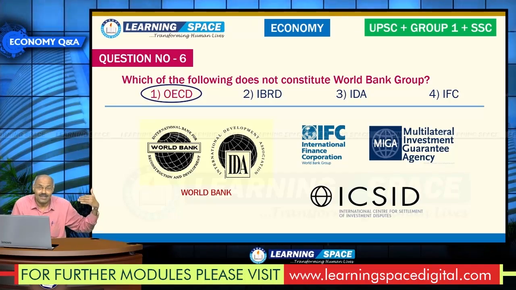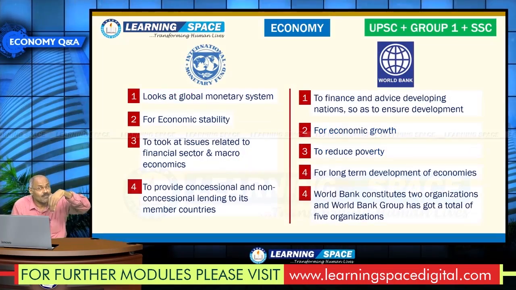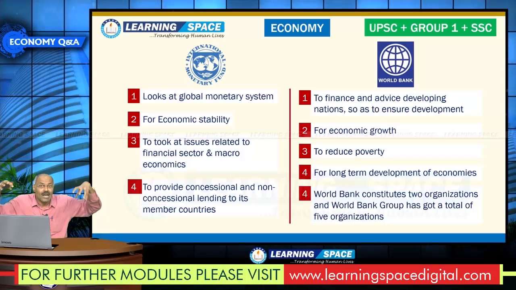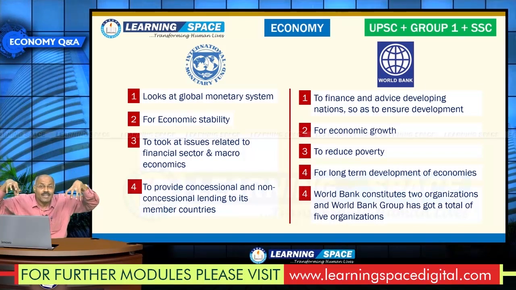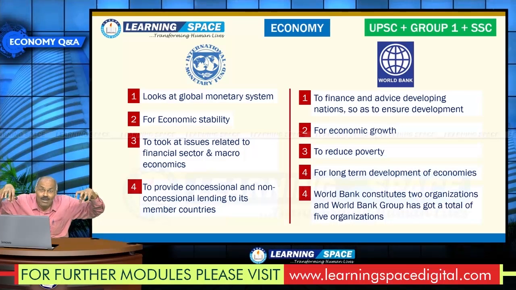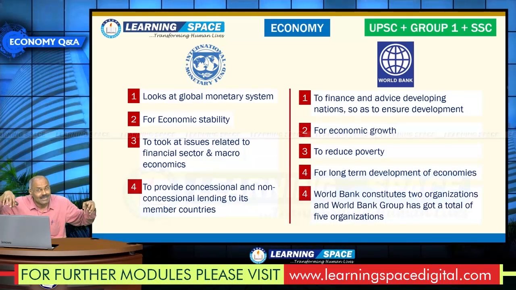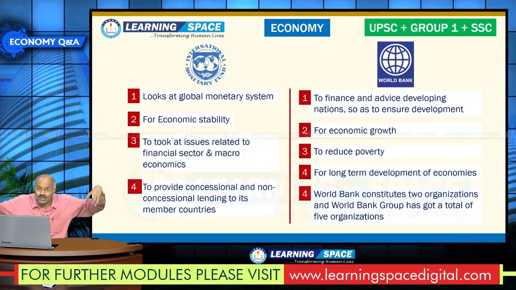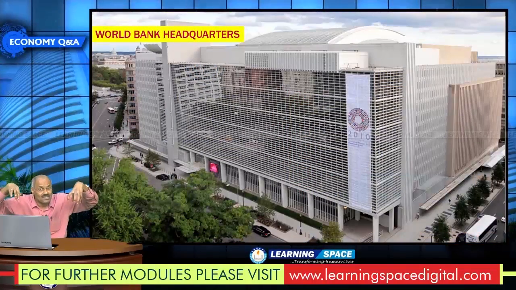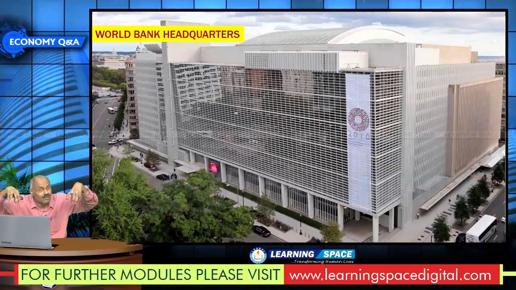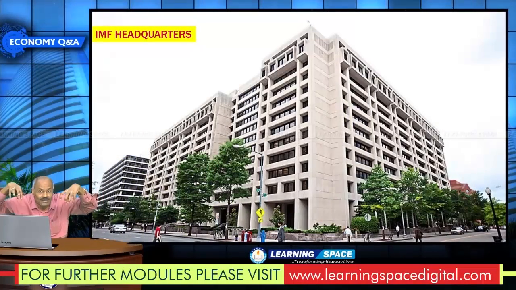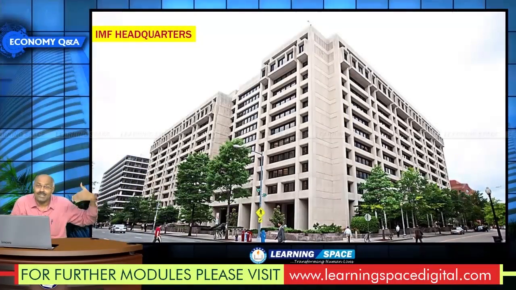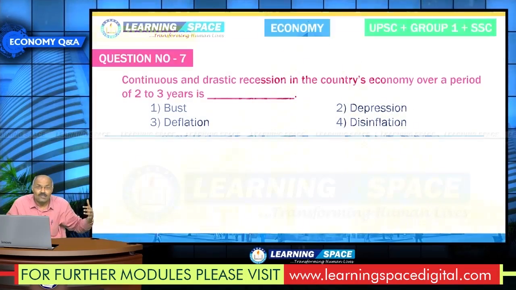And you may ask, what is the difference between IMF and World Bank? There is a basic difference. IMF basically looks at the global monetary system for economic stability, and World Bank works to reduce poverty and for economic growth. These two are Bretton Woods institutions established after the Second World War, and these two are headquartered in Washington DC. So these two things please don't forget. Look at the next question.